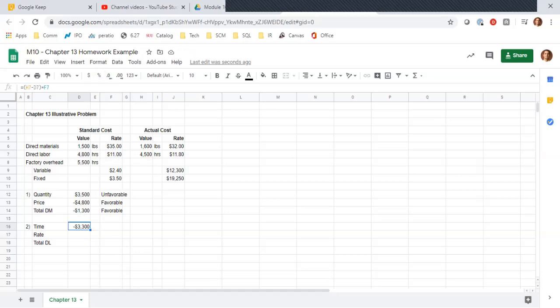Now, let's look at this again. So in this problem, we're using our standard rate, our actual rate, our standard hours, actual hours, and our standard rate. So the standard rate doesn't make a difference. So in determining favorable or unfavorable, we just need to look at standard cost and actual cost. And our actual cost is less than our standard cost. So this is going to be a favorable variance.